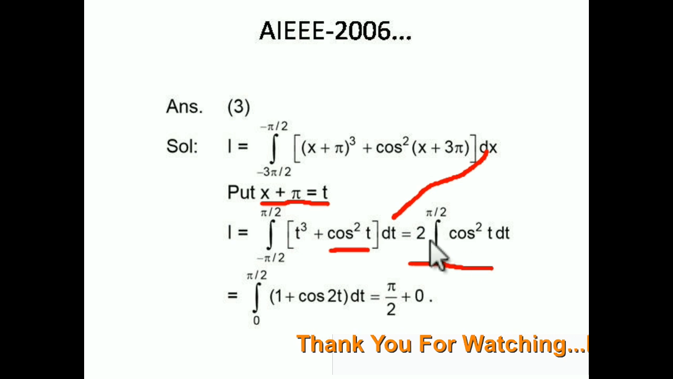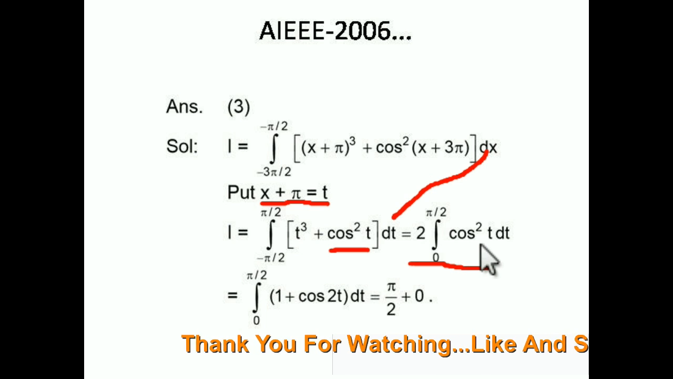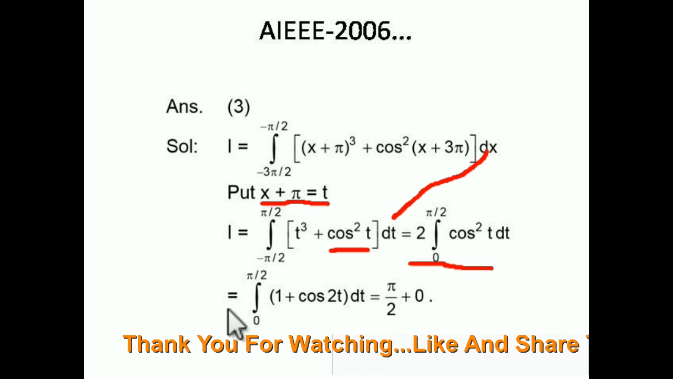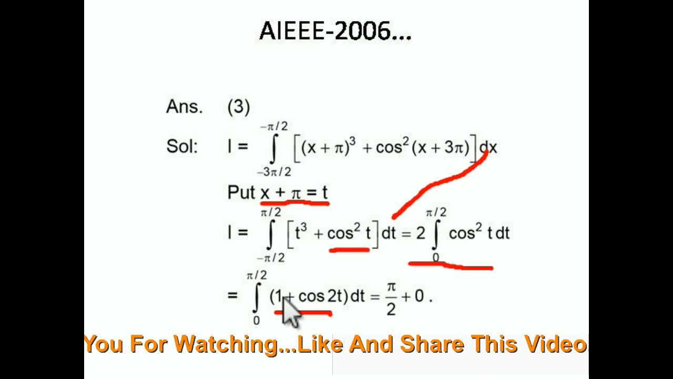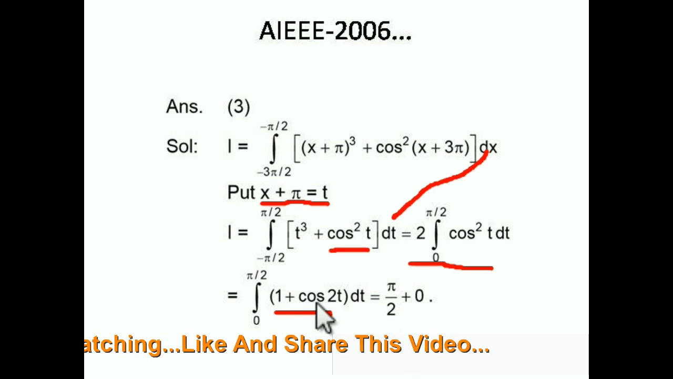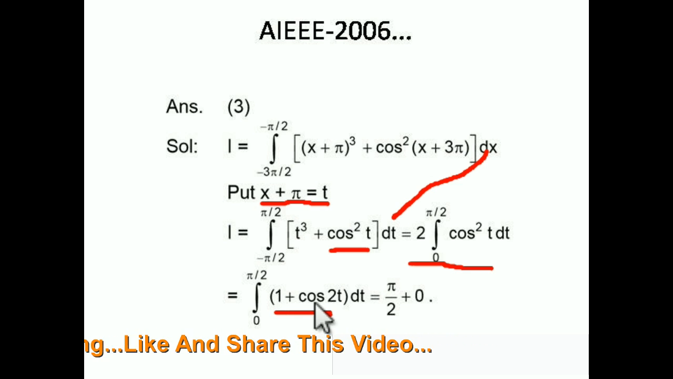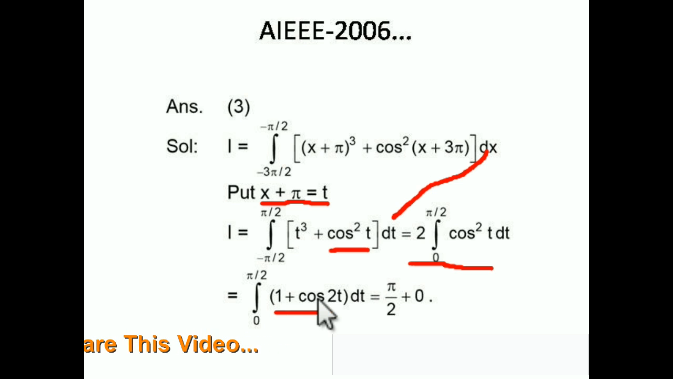Okay, so it's 0 to pi by 2 cos square t. Cos square t can be written as (1 plus cos 2t) by 2. Okay, 2 gets cancelled out, so we are left with 1 plus cos 2t. And what's the integration of this? Its integration is t plus, sorry, integration of cos means sine 2t by 2. But if we put pi by 2 and 0 in the sine, we have nothing. Okay, answer is 0. And so here it becomes pi by 2 plus 0, that means pi by 2.